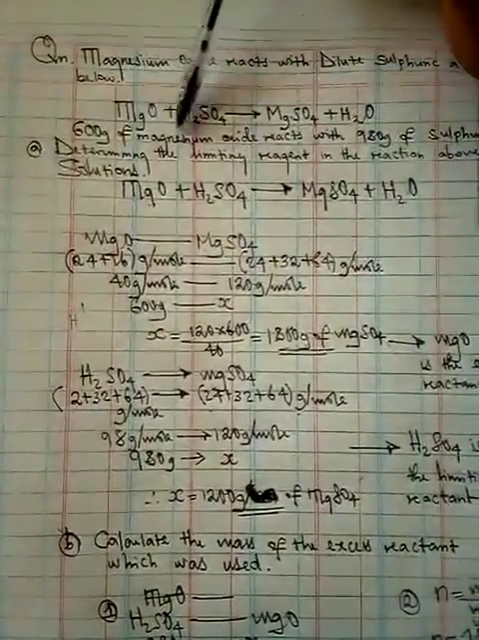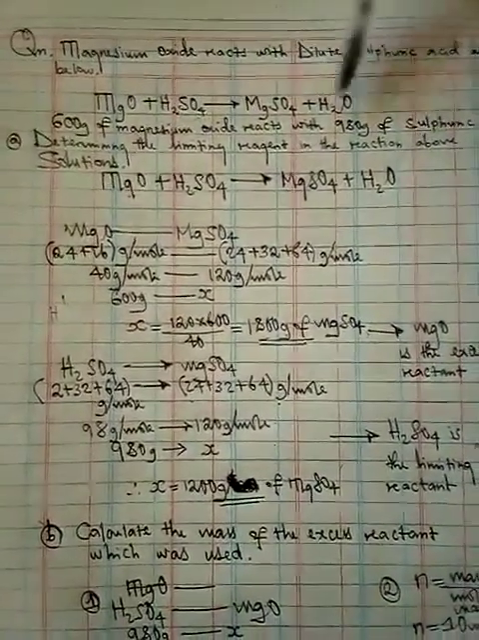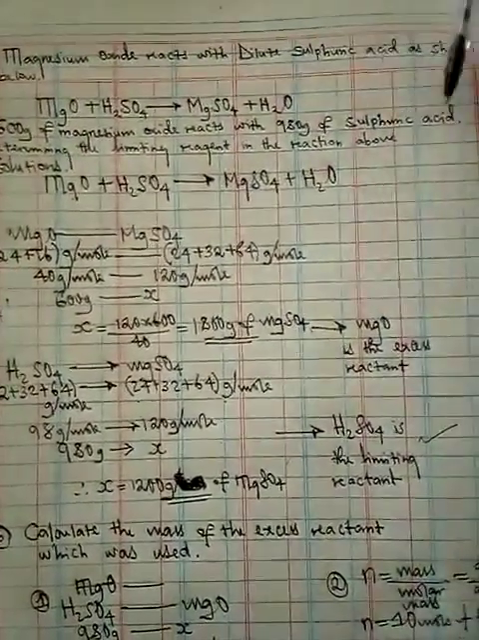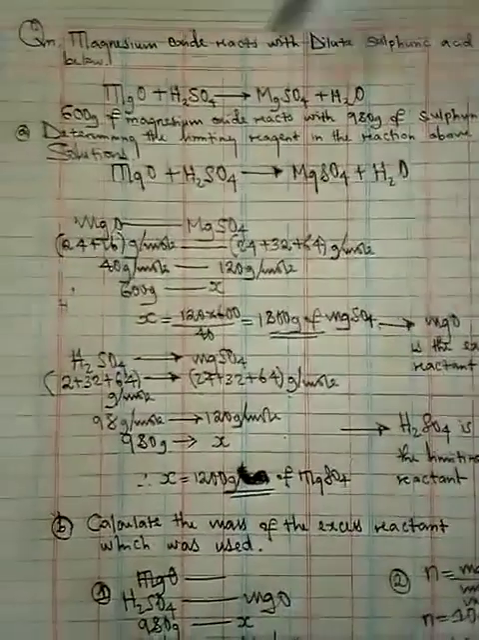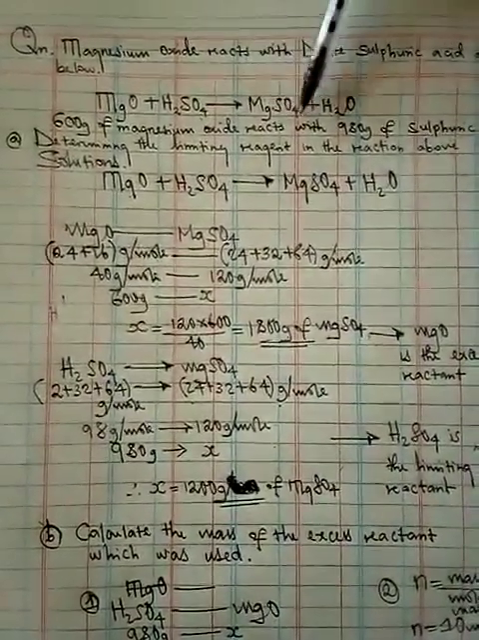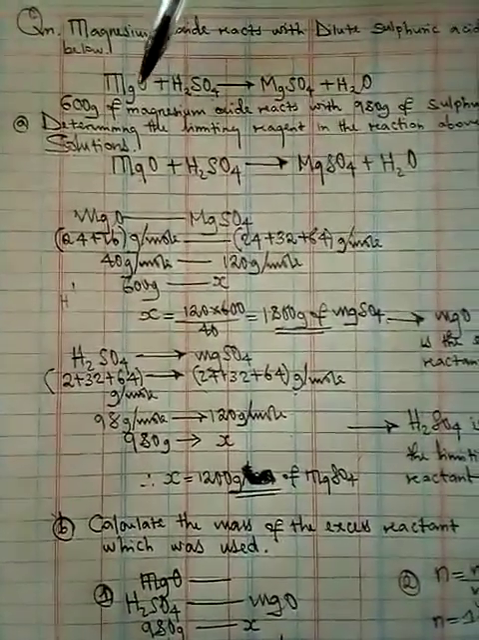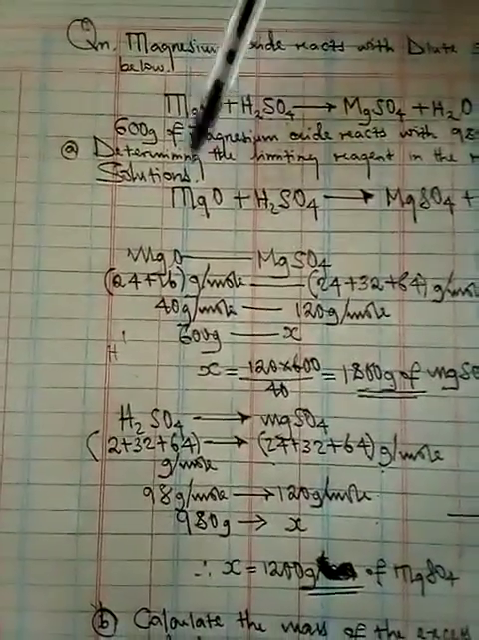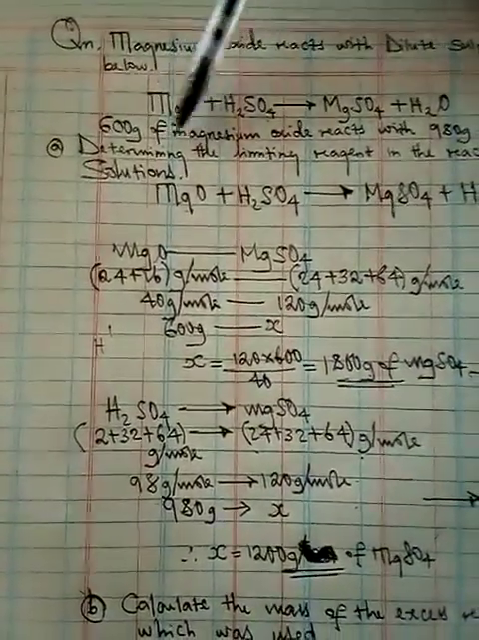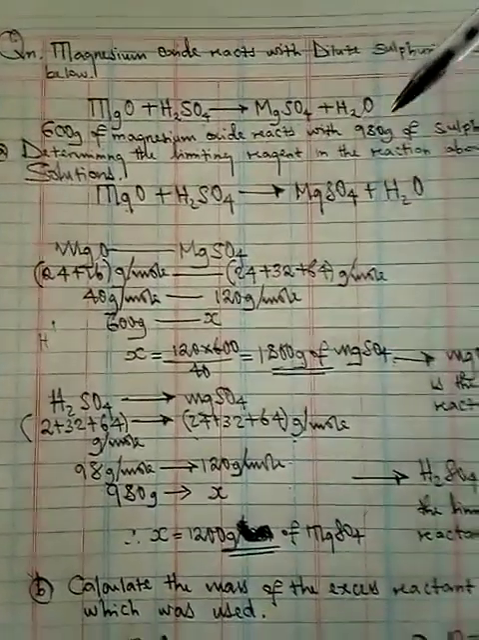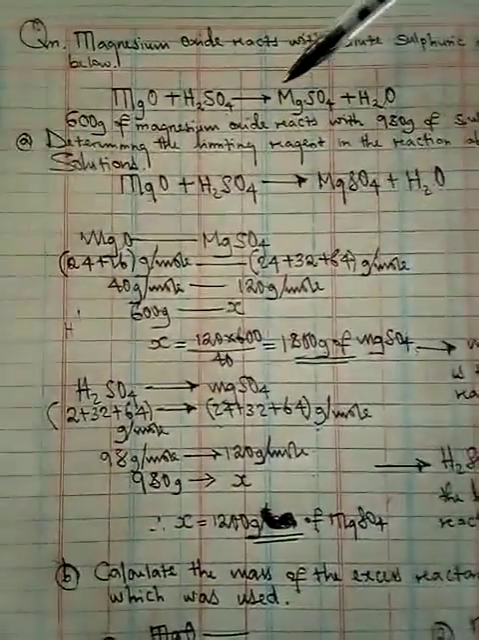So 600 grams of magnesium oxide reacts with 980 grams of sulfuric acid. The first question is determine, so it's not exactly determining, that was just a writing error. It's determine the limiting reagent in the reaction above.